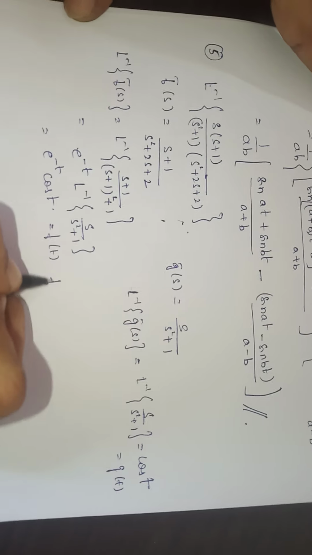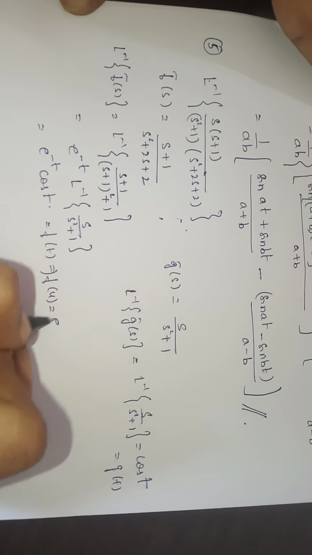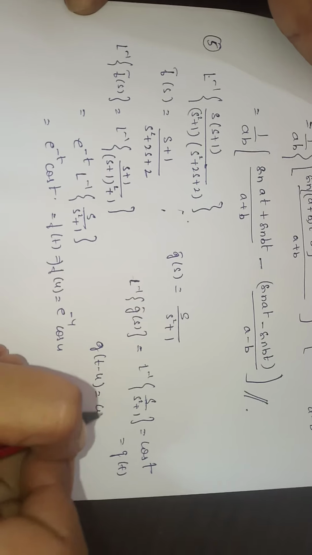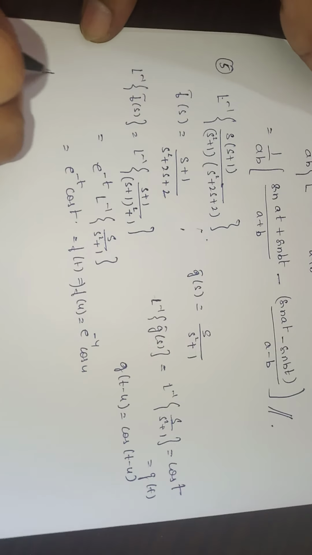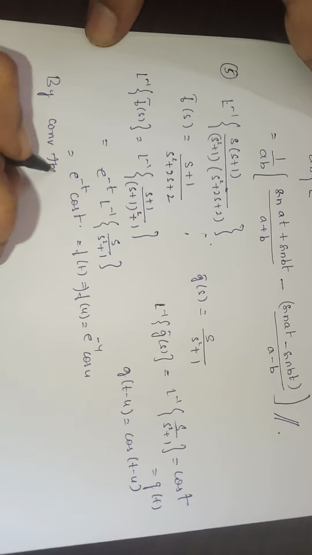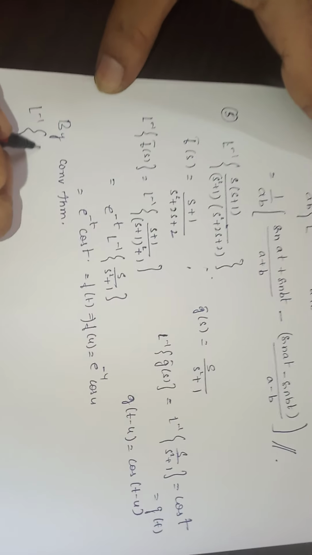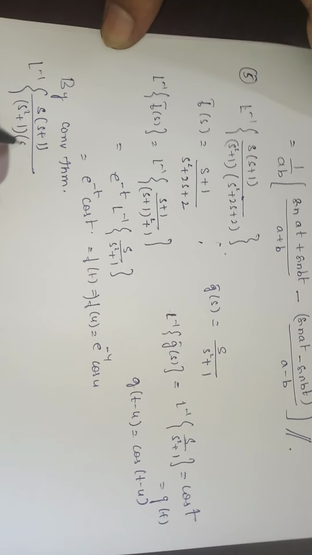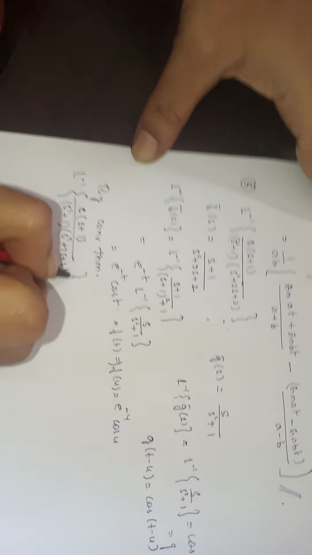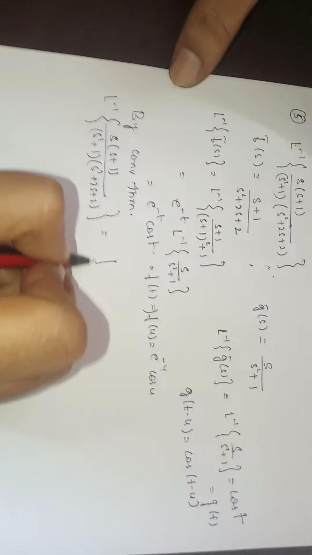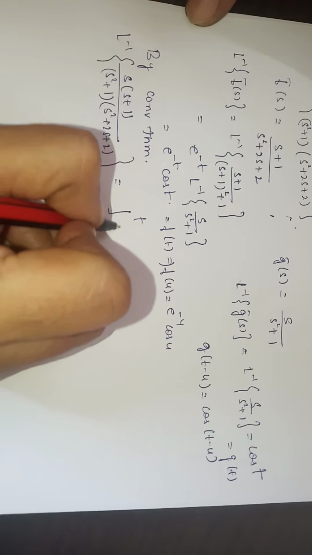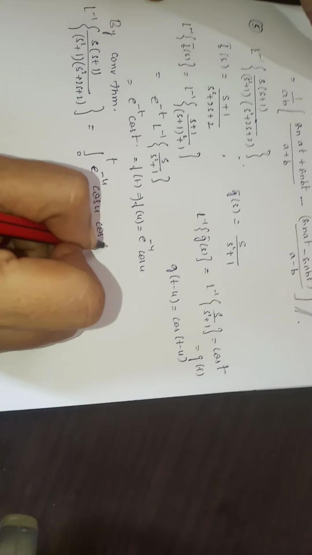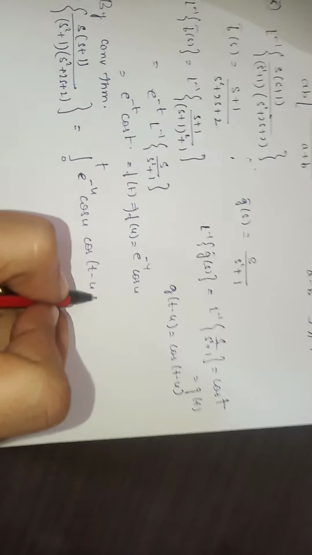So f of u will be e to the power minus u cos u, and g of t minus u is cos of t minus u. So by convolution theorem, you get Laplace inverse of s into s plus 1 by s square plus 1 into s square plus 2s plus 2 will be equal to integral 0 to t e to the power minus u cos u into cos of t minus u du.